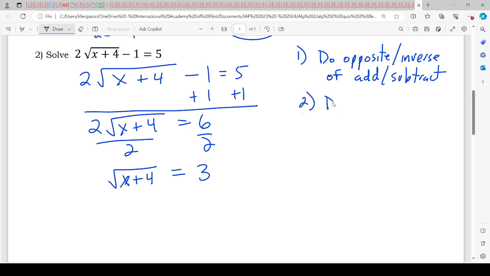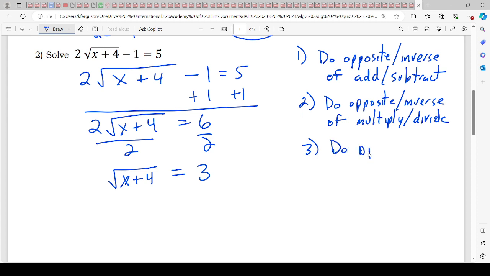So now I do the opposite or inverse of multiplication or division. Yeah, I wrote divide and I said division. You'll be all right. So anyway, step 1, step 2. So now I'm right here. I've got on the left side a square root. On the right side, I have a number. I need to get to this x. So in order to get to this x, I need to get rid of the square root. I do the opposite of the square root now.